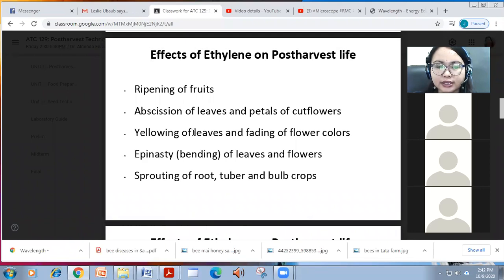So if you notice, this has been used a lot in mango for export, in banana for export, and also in citrus, but for yellowing lang. Kasi citrus and pomelo and oranges are non-climacteric. So they must be harvested when they are fully ripe and mature. So it will also cause yellowing of leaves and fading of flowers.